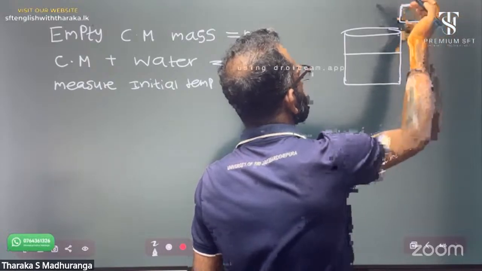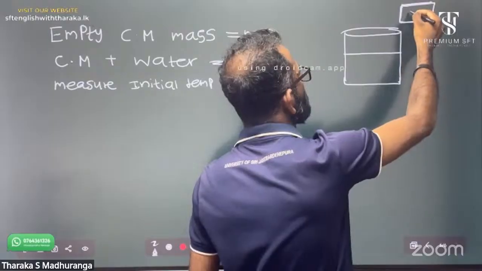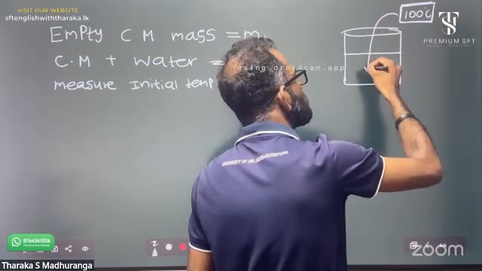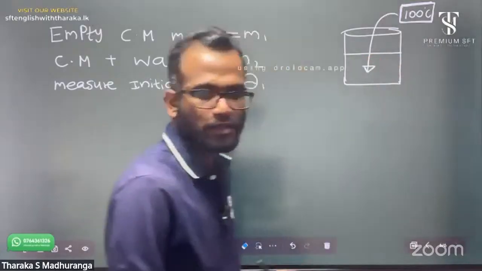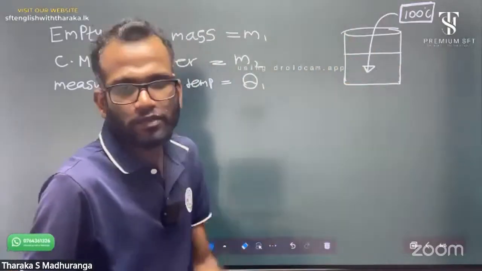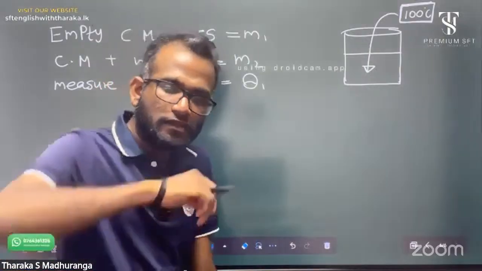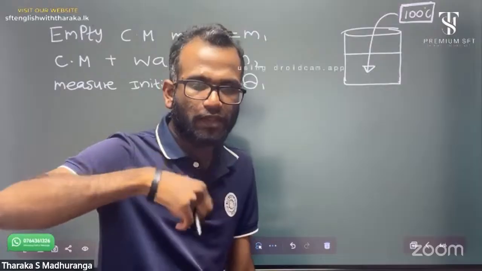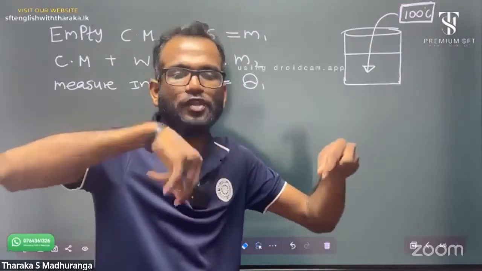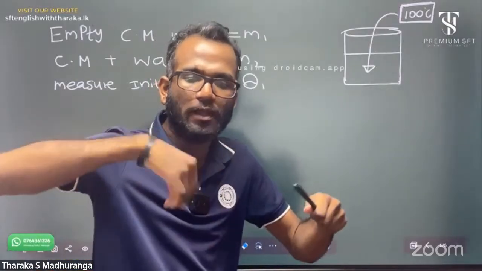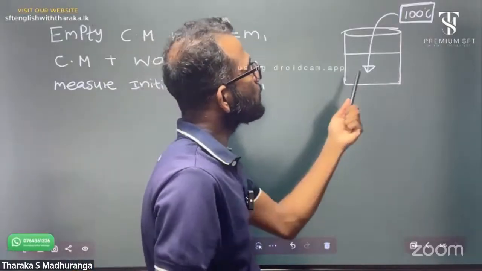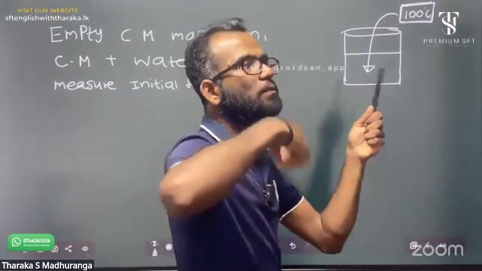Heat the unknown substance to 100 Celsius and add it into this water bath. Using the stirring wheel, stir and observe the temperature change. The water temperature is gradually increasing.